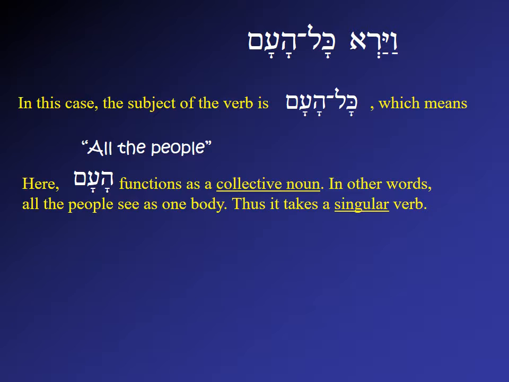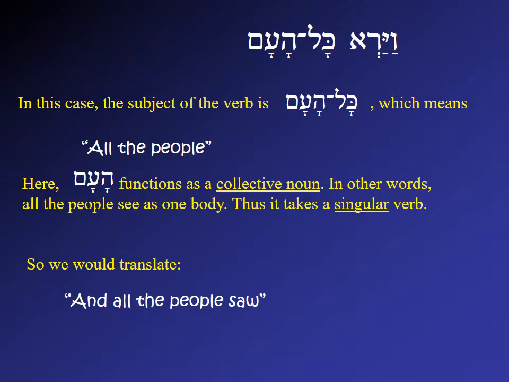We do the same thing in English. So if we imagine a football game, say, and we want to say the crowd is cheering, we would say so. The crowd, a collection of people, is cheering in the singular. We would not say the crowd are cheering. So, vayar kol ha'am, we translate, and all the people saw.